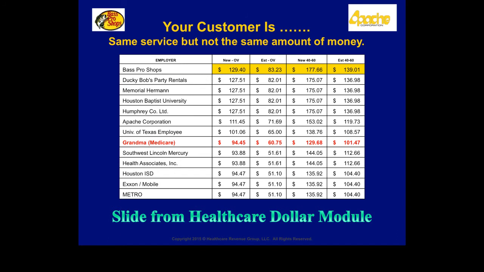So in this scenario, if you remember this slide, again from the healthcare dollar module, we had said, gosh, if I was an employer, or excuse me, if I was a provider, I really want to see Bass Pro Shops, because look how much more money they pay over Medicare. Grandma here at Medicare in this example is $94.45 for my new office visit. Here they're paying me $129. Now we all know this is over 5 codes. You saw the array of new codes, but they pay me $94, they pay me $129, so wow, that's much higher. I wish I'd seen more Bass Pro Shops, as long as they don't have a high deductible. Then I see my established office visit, $60 versus $83.